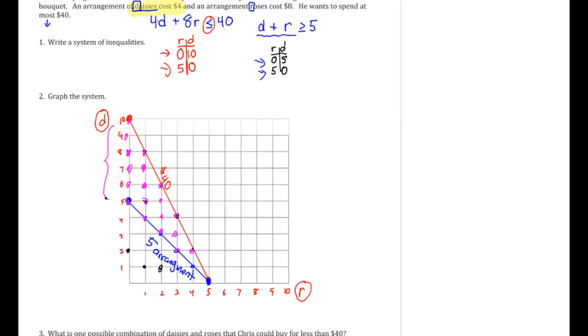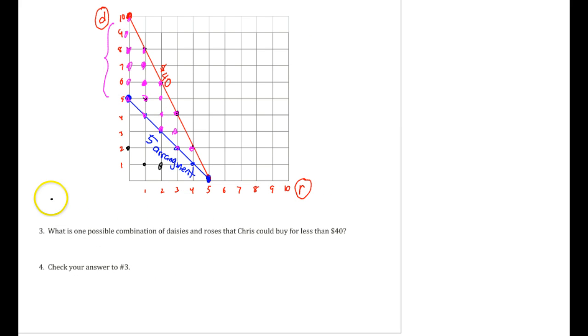If yes, then you can shade. If no, like flowers, you can't buy half a flower, then you use the dots. Okay? That's about common sense as it gets. So now down here, it just asks you, okay, well, of the combinations. By the way, I mentioned before, how will you know when you're finished? You should know before you start that this is what you're looking for.